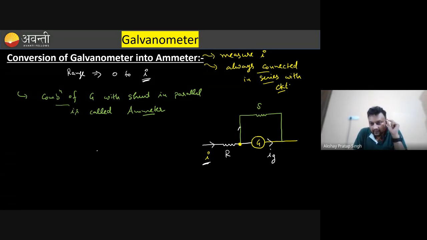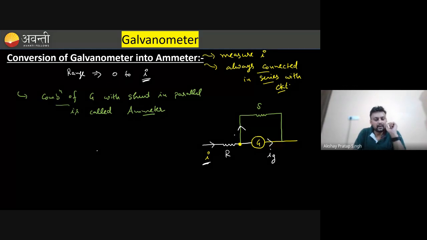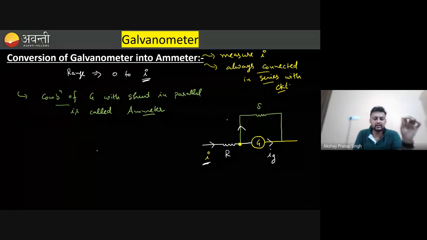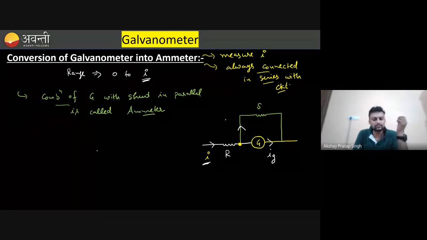So the remaining current will be what? Can anyone answer this simple question: if I is entering, and IG is going in the galvanometer, what will be the remaining current in the circuit? If you can't write, you can say yes or no. Otherwise, it's very simple to write down.